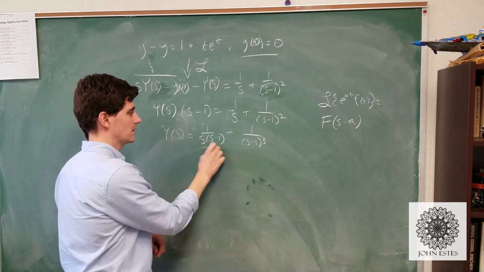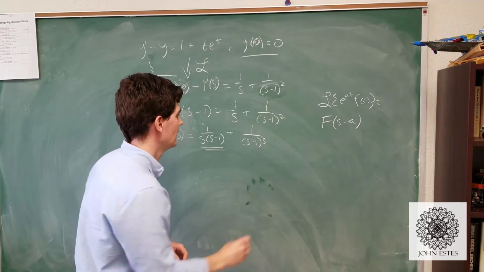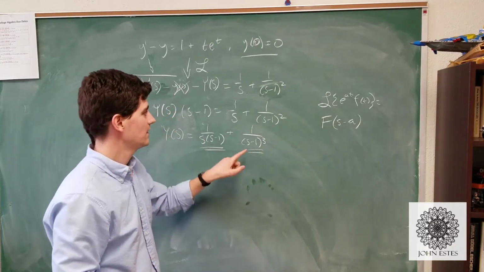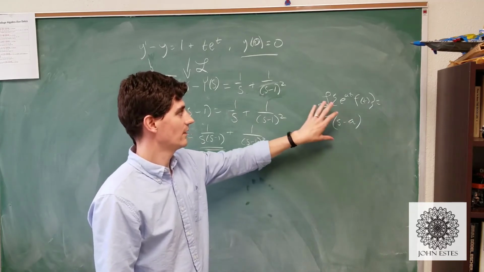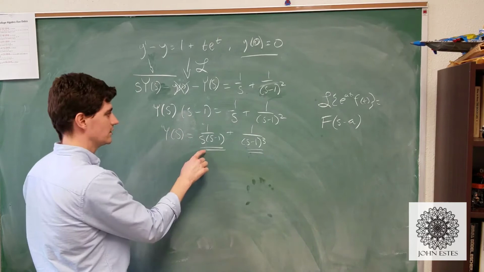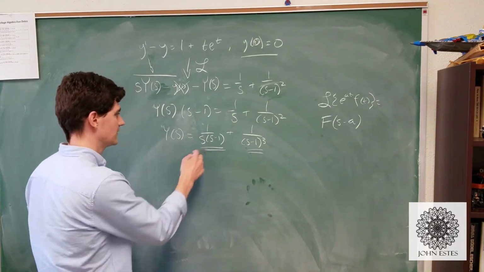So it looks like this first guy I might have to use partial fraction decomposition on. This second guy here, the 1 over (s minus 1) cubed, I think I can recognize from that it's a translation of something else. So I think that one's going to be okay. Let's do the partial fraction decomposition on this guy real quick.